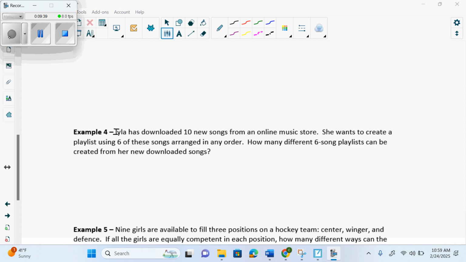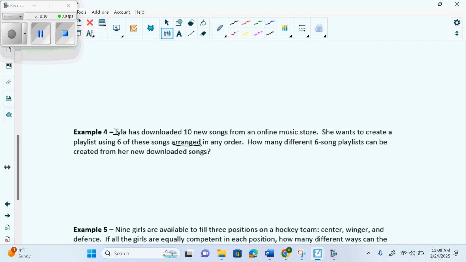Isla has downloaded 10 new songs from an online music store. She wants to create a playlist. You can still do playlists in Spotify, you're going to be okay, I promise. She wants to create a playlist using 6 of these songs. Now, here it says arranged. Arranged means it's a permutation, correct? Arranged means I can use those blanks. I don't have to, but I can.